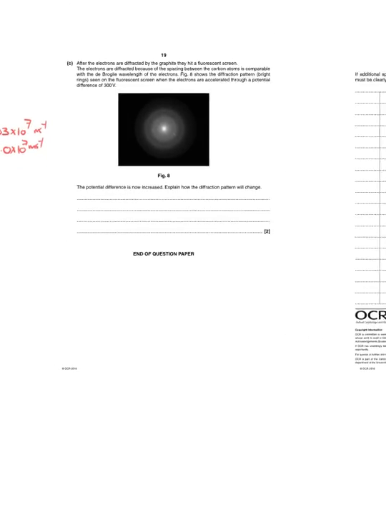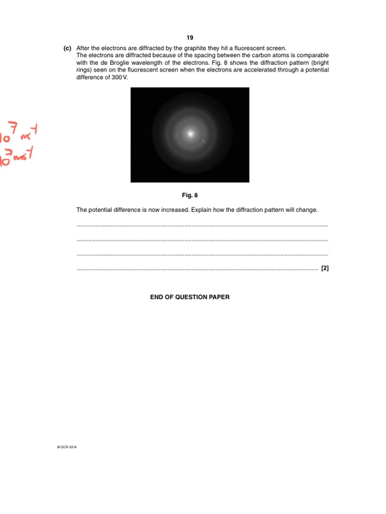It's the last part. It says after the electrons are diffracted by the graphite, they hit a fluorescent screen. The electrons are diffracted because the spacing between the carbon atoms is comparable with the de Broglie wavelength of the electrons. Figure 8 shows the diffraction pattern, bright rings seen on the fluorescent screen when the electrons are accelerated through a potential difference of 300 volts. So it basically told us what we already know. And it says the potential difference is now increased. So V now increases. Explain how the diffraction pattern will change.